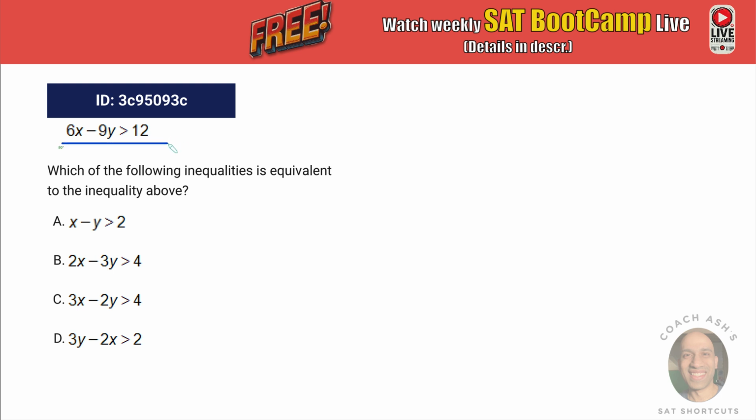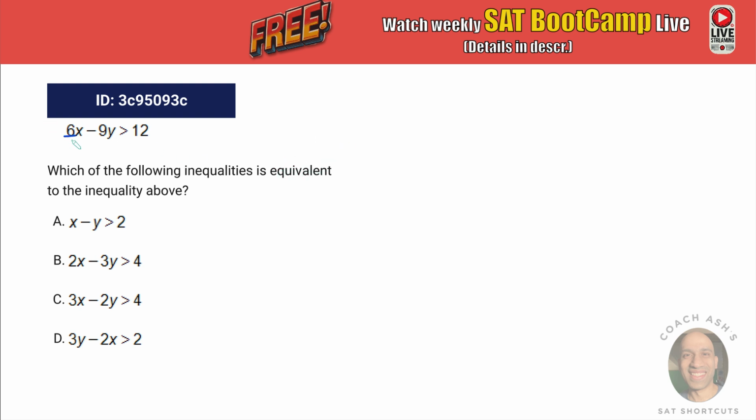Anytime you see an inequality and you see another inequality here, all you want to see is, can you divide this to get any of these? Now let's think about how we can do this. You've got 6 and 9 and 12 here. So what number goes into all of them? 6, 9, and 12. The number that goes into all of them is 3. So therefore, let's just try our luck.